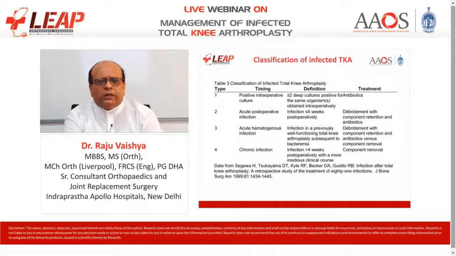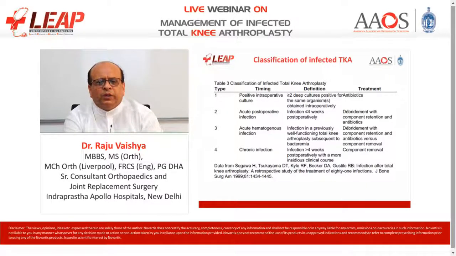Infected total knee arthroplasty can be classified as per the timing of the infection. The positive intraoperative culture from two places, if found positive, should indicate infection. Acute postoperative infection within 4 weeks postoperatively is an acute infection where debridement and component retention with intravenous antibiotics is the treatment which should be initiated.